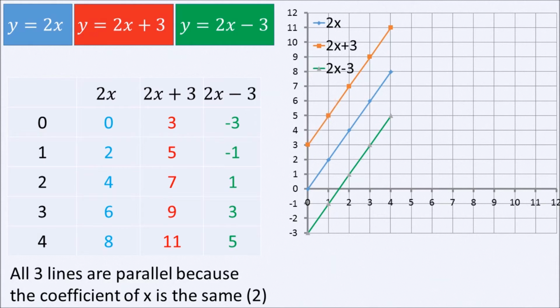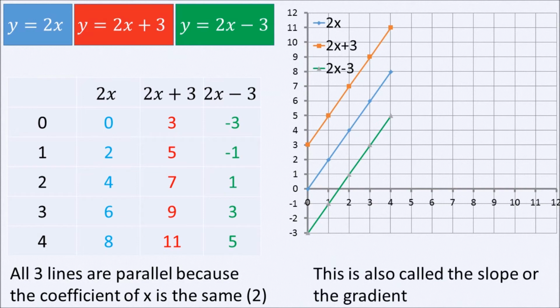And therefore, we can conclude that whenever the coefficient of x for a straight line is the same, these lines are parallel. This coefficient of x is also called the slope or the gradient of the line. And we can calculate it by taking any 2 points on the line and dividing the change in y between these 2 points by the change in x.